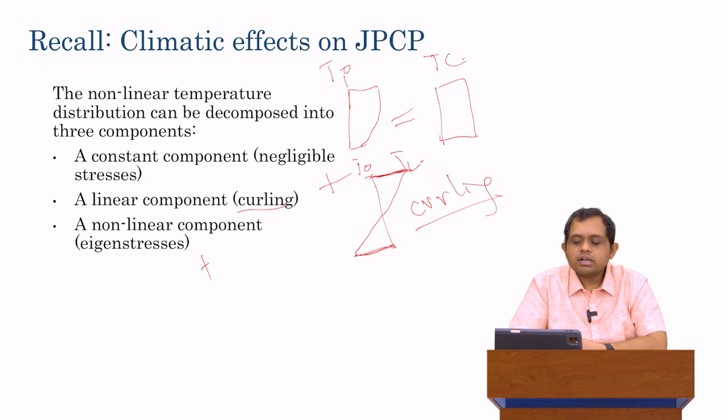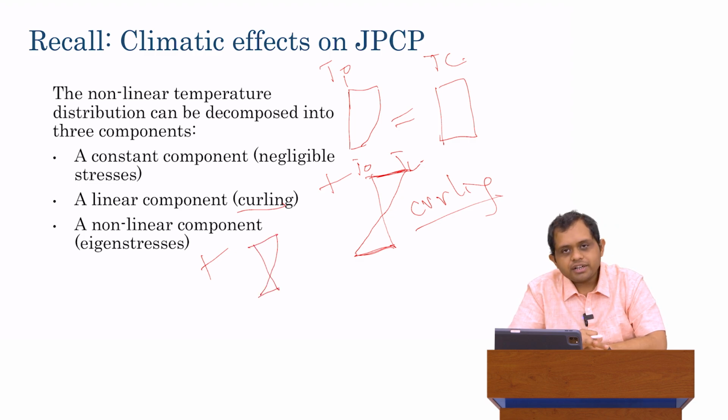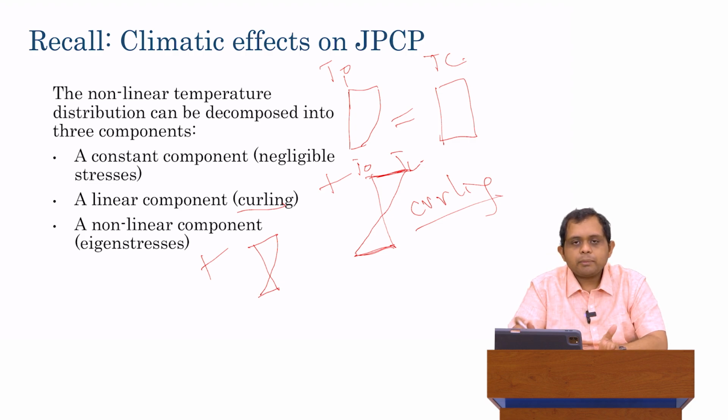And then we saw that there's a third component, which is the non-linear component of temperature. So it's a non-linear component of a non-linear temperature. It basically exists because for these JPCPs, it has been observed to be correct that a plane section remains plane before and after bending. Now, a non-linear temperature distribution is going to try to create a non-linear cross-section. But our cross-section must remain plane or linear. And so in order to force the cross-section to remain plane, additional stresses are developed. So we are restraining it from assuming a non-linear shape.